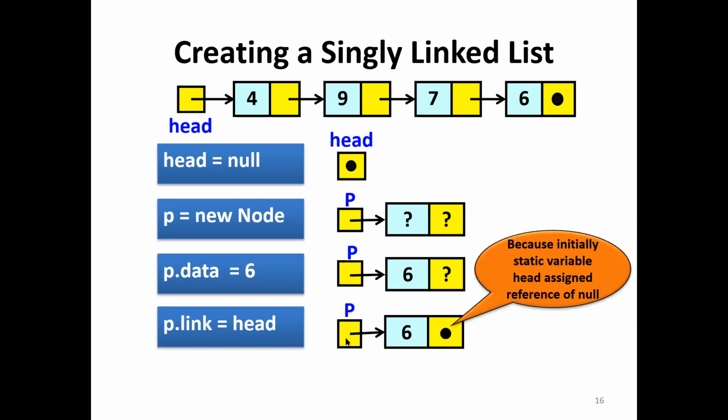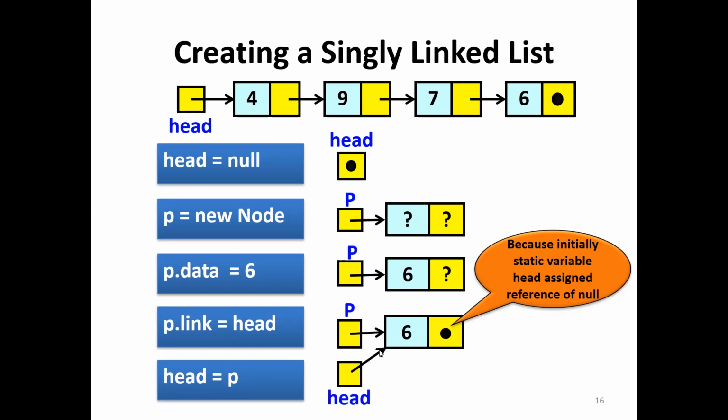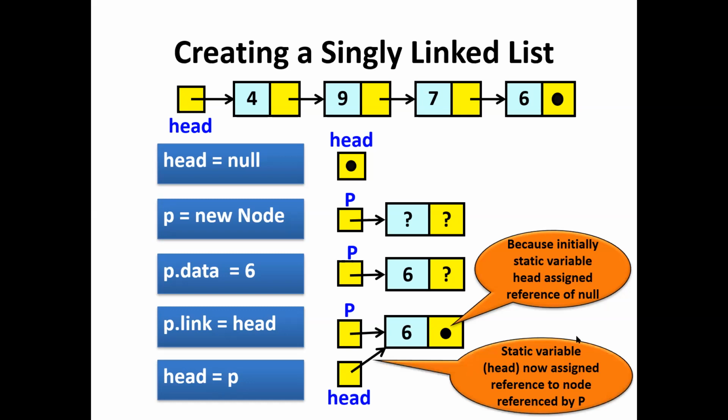So if we refer to that, then we have to assign that P is equal to head, and head will be at this position. So finally, the static variable head has now been assigned and is now referring to the next element. At this moment, we can say that we've completed this part, and we have the head referring to this next element.